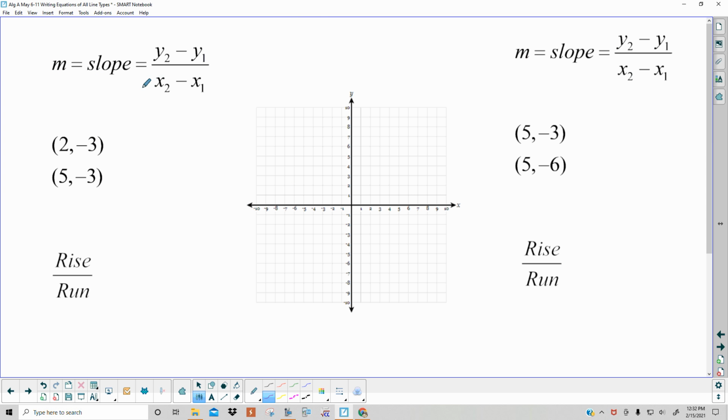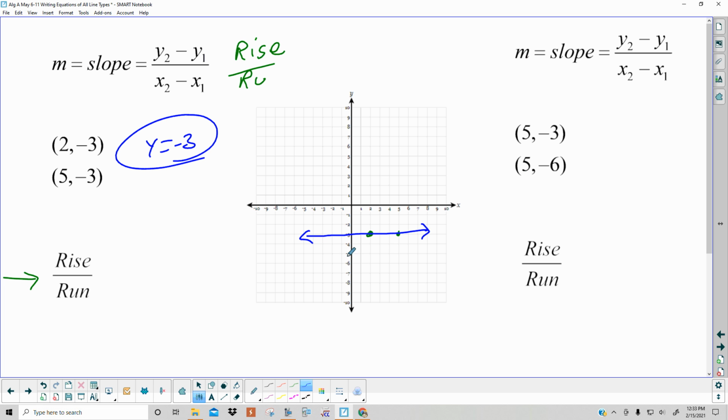So, slope. Slope is rise over run. If they give you these 2 points, so there's the rise over run right here. If they give you these 2 points, 2, -3 and 5, -3, notice that you have a horizontal line. I think we've been practicing how you write the equation of a horizontal line. It only crosses the y, so your equation would be y is equal to -3. So that's just a review. That's the equation of this blue line.